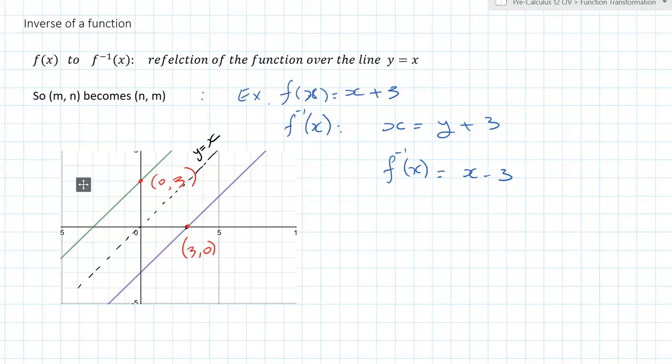Okay, now let's talk about the inverse of a function as a transformation. That's basically the same idea as a reflection. You treat it just exactly the same.